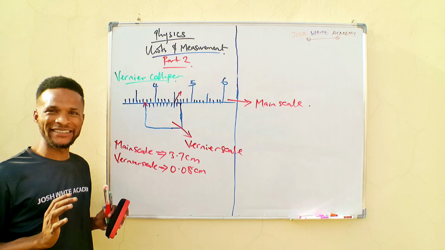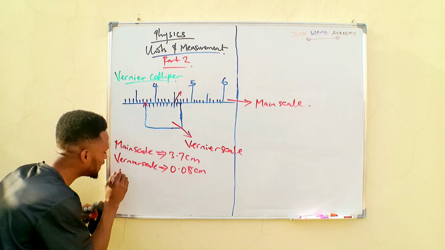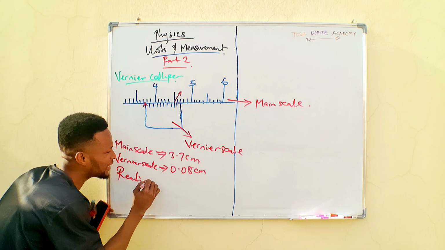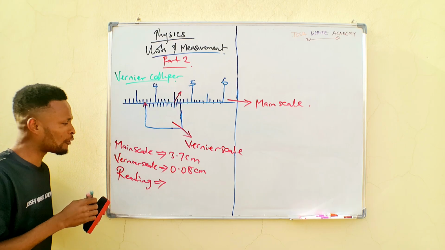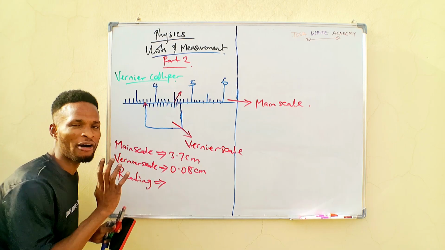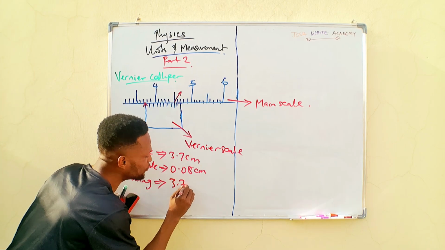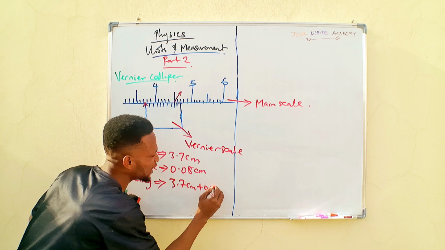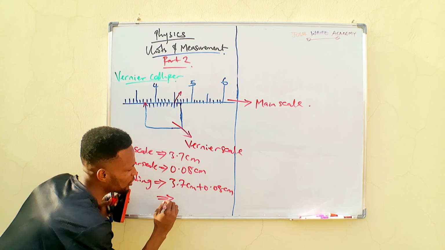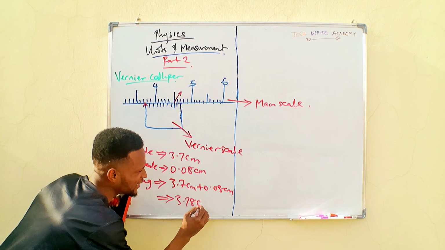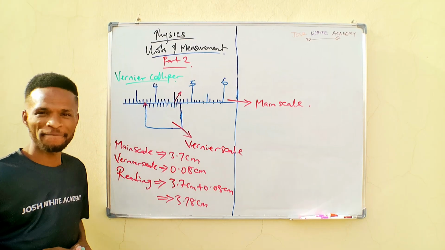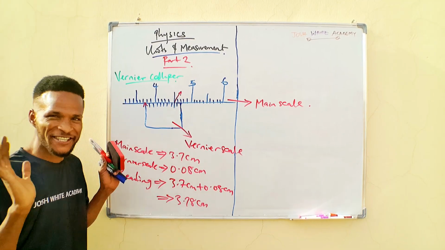or 0.8 millimeter. So the next thing you do is, the reading now for our Vernier caliper is the sum of our main scale with that of our Vernier scale. That's 3.7 centimeter plus 0.08 centimeter. Our answer will give us 3.78 centimeter. That's just it. As simple as that.